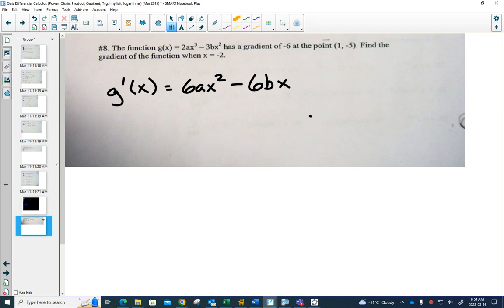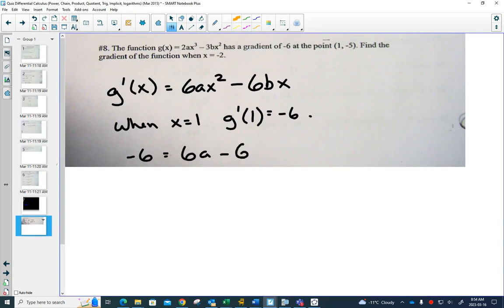And having a gradient of -6 at the point (1, 5) tells me when x is equal to 1, g prime of 1 is equal to -6. I can plug this into that equation then, plugging in -6 for the derivative and 1 for x. And it gives me -6 equals 6a minus 6b.